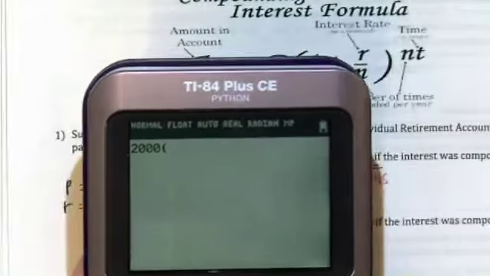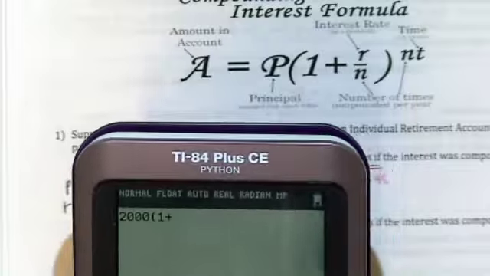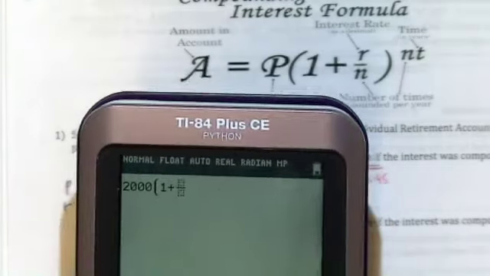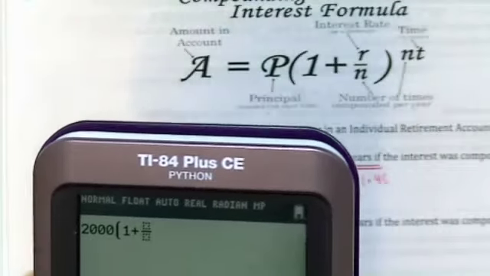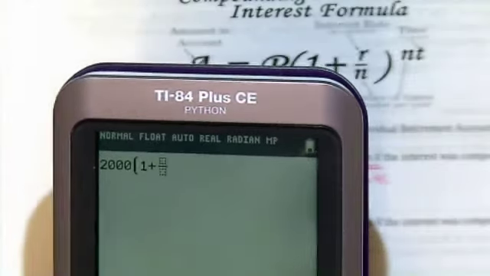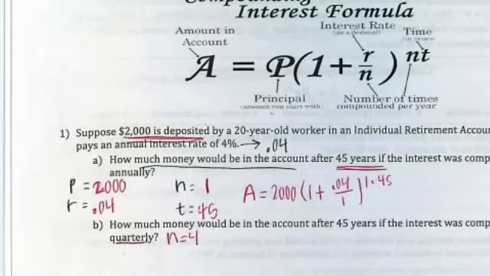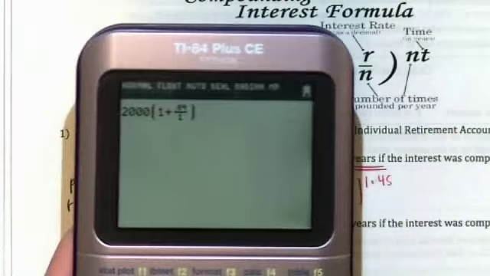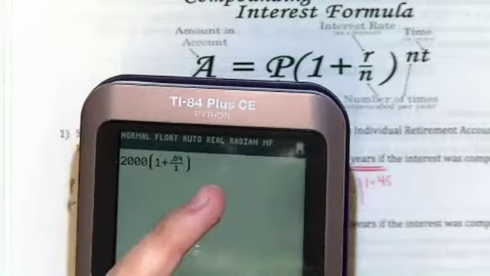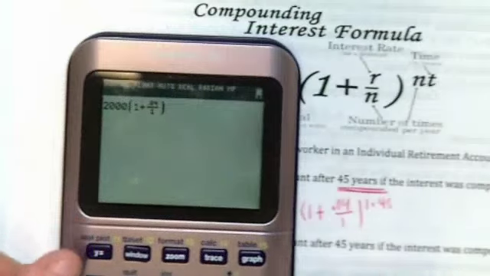times 1 plus. I have this little fraction button in my calculator, alpha x, and it puts it as a fraction. If you don't have this, then I would just put that fraction in parentheses. Sorry, that is hard to see. But you want to make sure that that fraction kind of stays together.